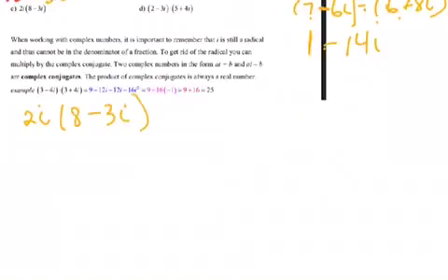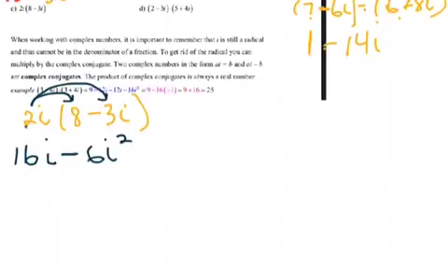Okay, so I can use the distributive property for this. So I'm going to carry the 2i multiplied by 8 and the 2i by the negative 3i. So 2i times 8 is going to give me 16i. Then I'm going to get minus 2 times 3 is 6, i times i is i squared.